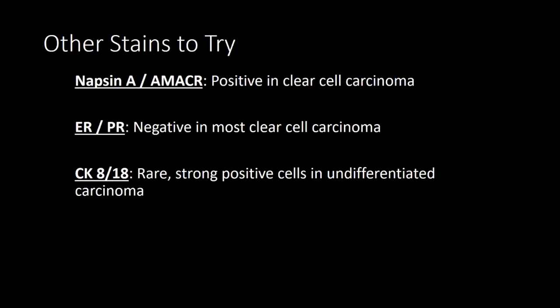One thing that I like to do is hormonal markers when I'm considering a clear cell diagnosis, as most clear cell carcinomas are very weak to negative for ER and PR, whereas endometrioids tend not to be. And then finally, CK8/18 is great for finding the rare positive cells in undifferentiated carcinoma, even more so than pan-cytokeratin. So always remember that stain.